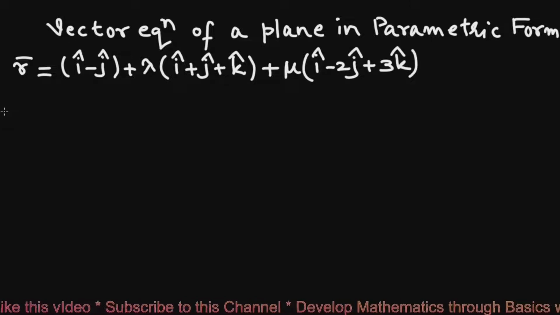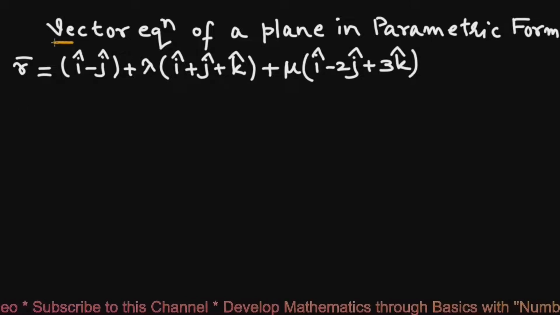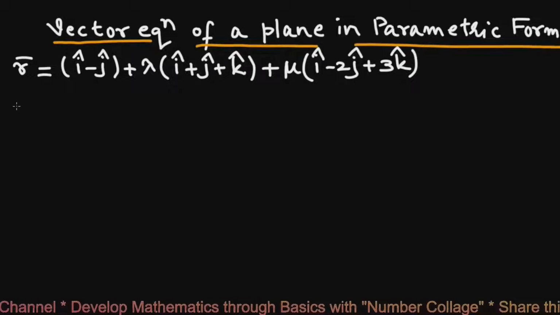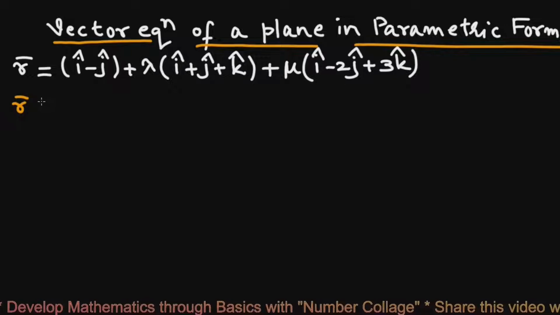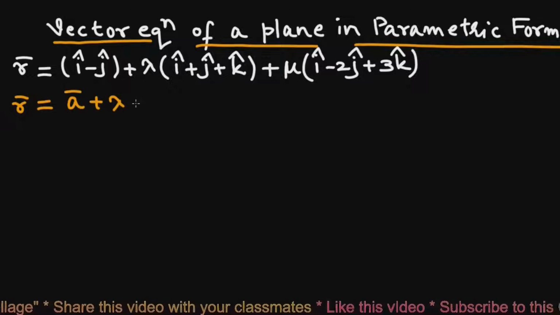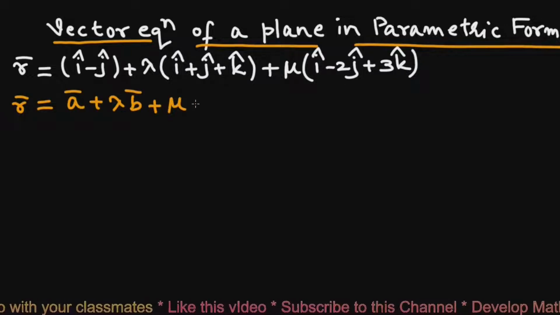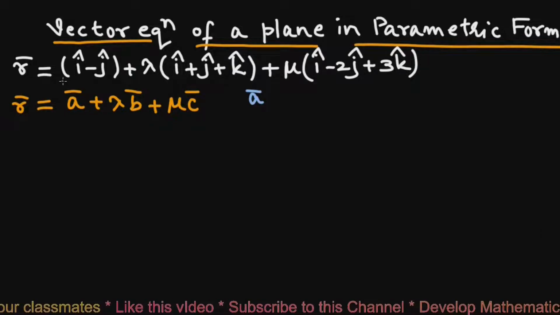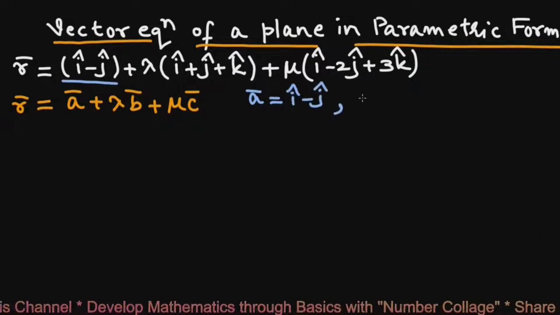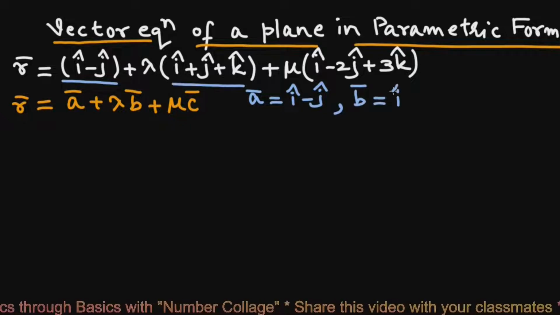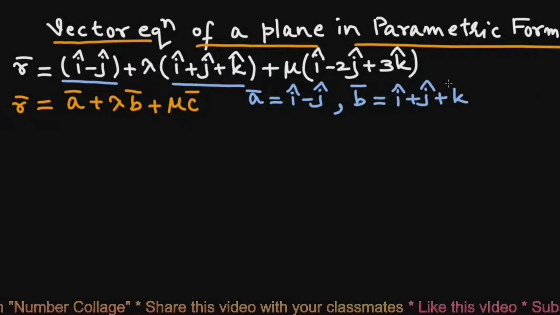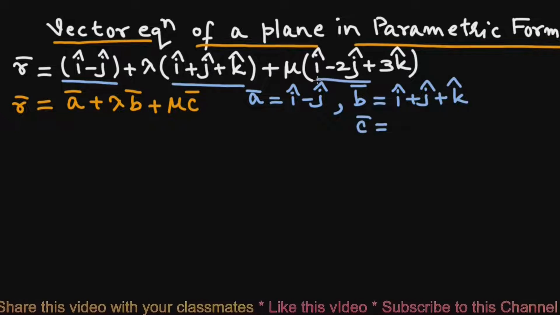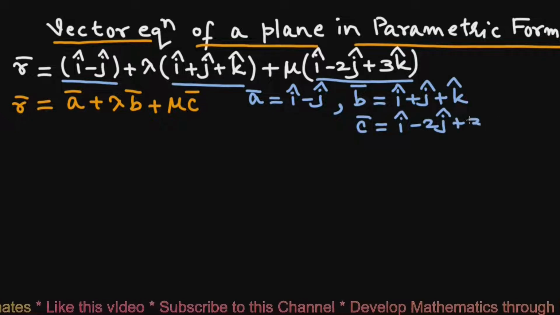If we compare this with the standard vector equation of a plane in parametric form, given as r bar equals A bar plus lambda B bar plus mu C bar, we will get A bar equals i cap minus j cap, B bar equals i cap plus j cap plus k cap, and C bar equals i cap minus 2 j cap plus 3 k cap.